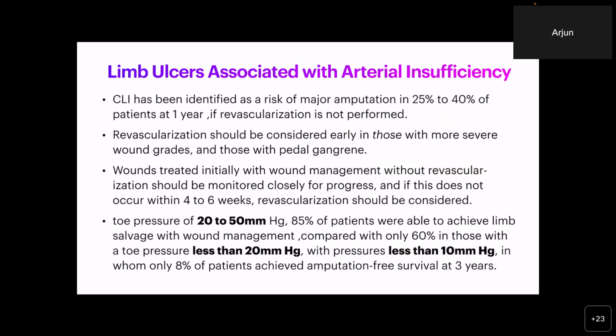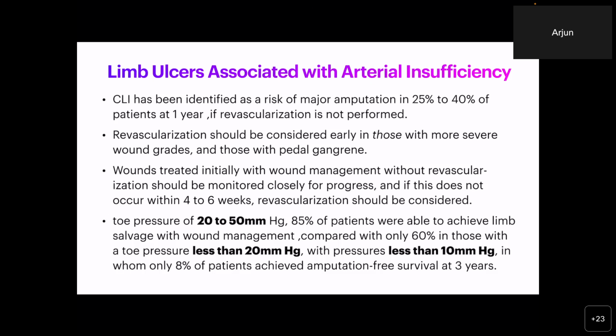Limb ulcers associated with arterial insufficiency. Chronic limb ischemia has been identified as a major risk of amputation in 25 to 40% of patients at 1 year if revascularization is not performed. Revascularization should be considered early in those with more severe wound grades and those with pedal gangrene. Wounds treated initially with wound management without revascularization should be monitored closely for progress, and if that does not occur within 4 to 6 weeks, revascularization should be considered.